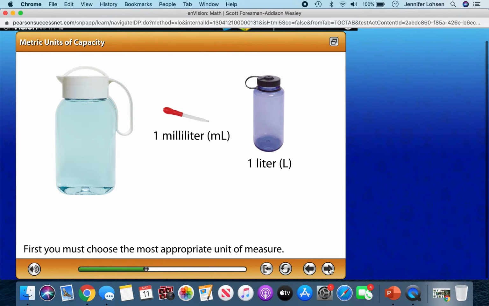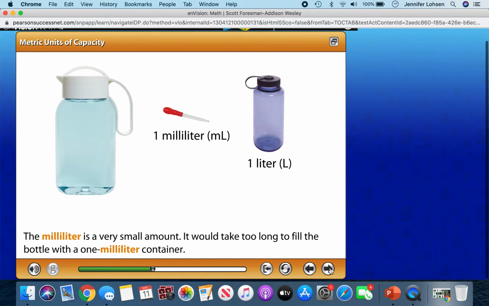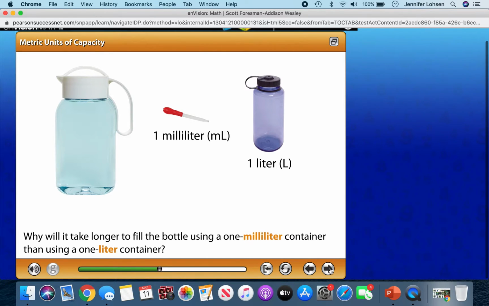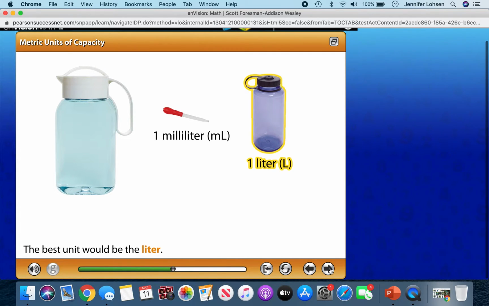First, you must choose the most appropriate unit of measure. The milliliter is a very small amount. It would take too long to fill the bottle with a 1 milliliter container. Why will it take longer to fill the bottle using a 1 milliliter container than using a 1 liter container? Since the bottle is large, it would take longer for the smaller 1 milliliter container, the eyedropper, to fill up the bottle drop by drop. The best unit would be the liter.